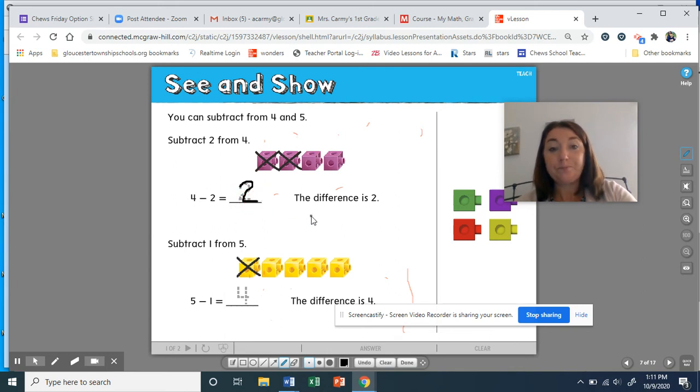Super job. All right, you can subtract 1 from 5. So I have 1, 2, 3, 4, 5 connecting cubes, and I take away 1, and I am left with 1, 2, 3, 4. The difference is 4. I'm going to go ahead and trace that. All right, super job.